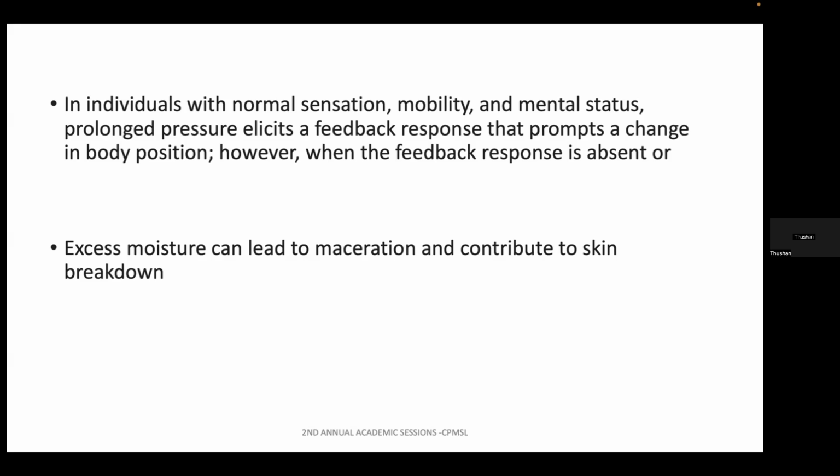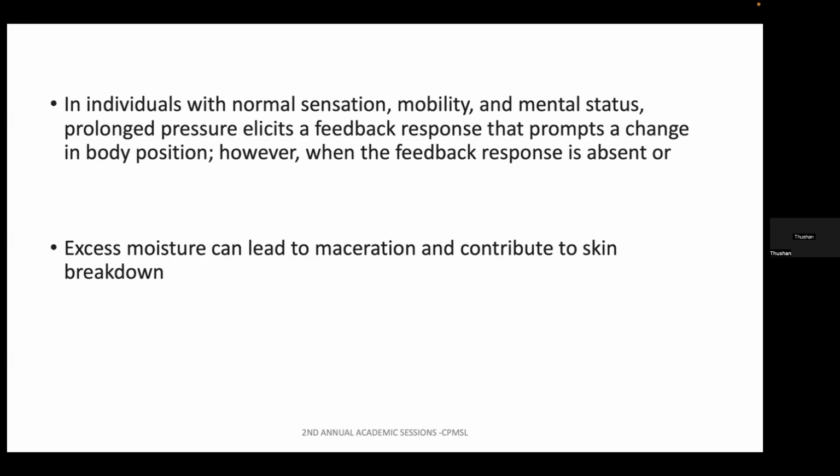Moisture and dryness that is too much is the bad thing. Excess moisture is also bad, because excess moisture means the skin becomes macerated. And therefore, the skin folds are different and the tissue becomes edematous. And that skin is also at high risk of breakdown. Again, something to think about.